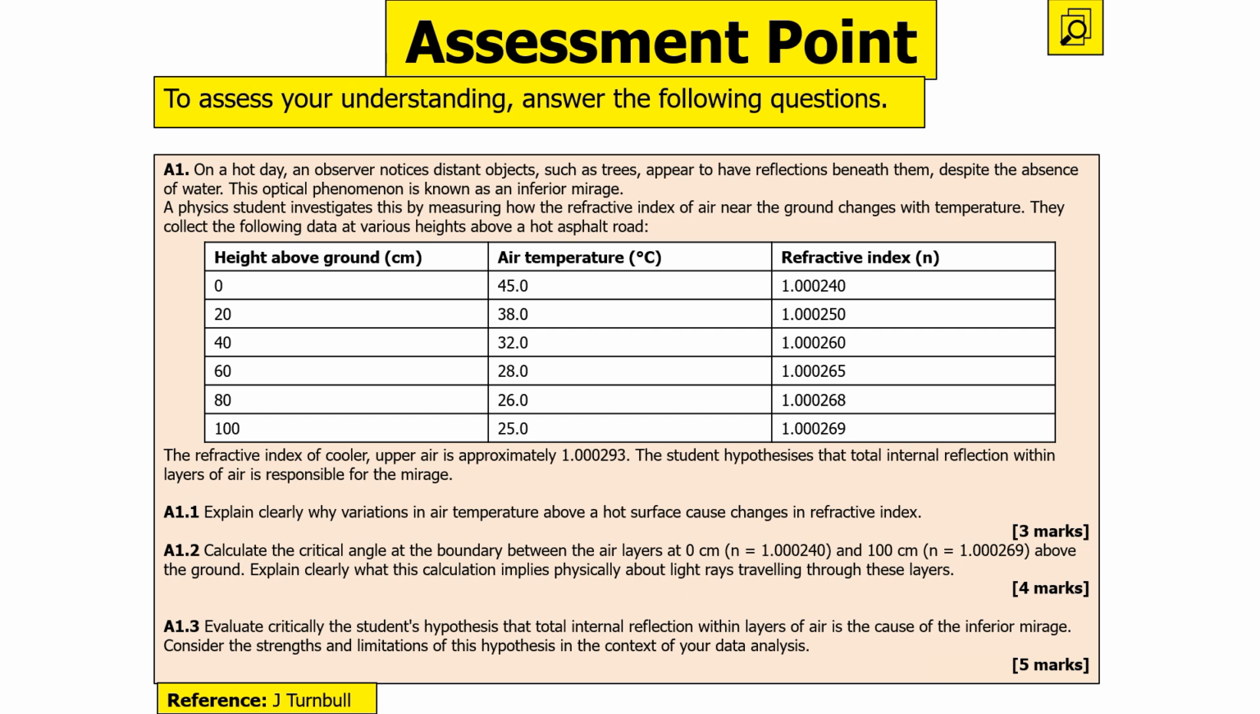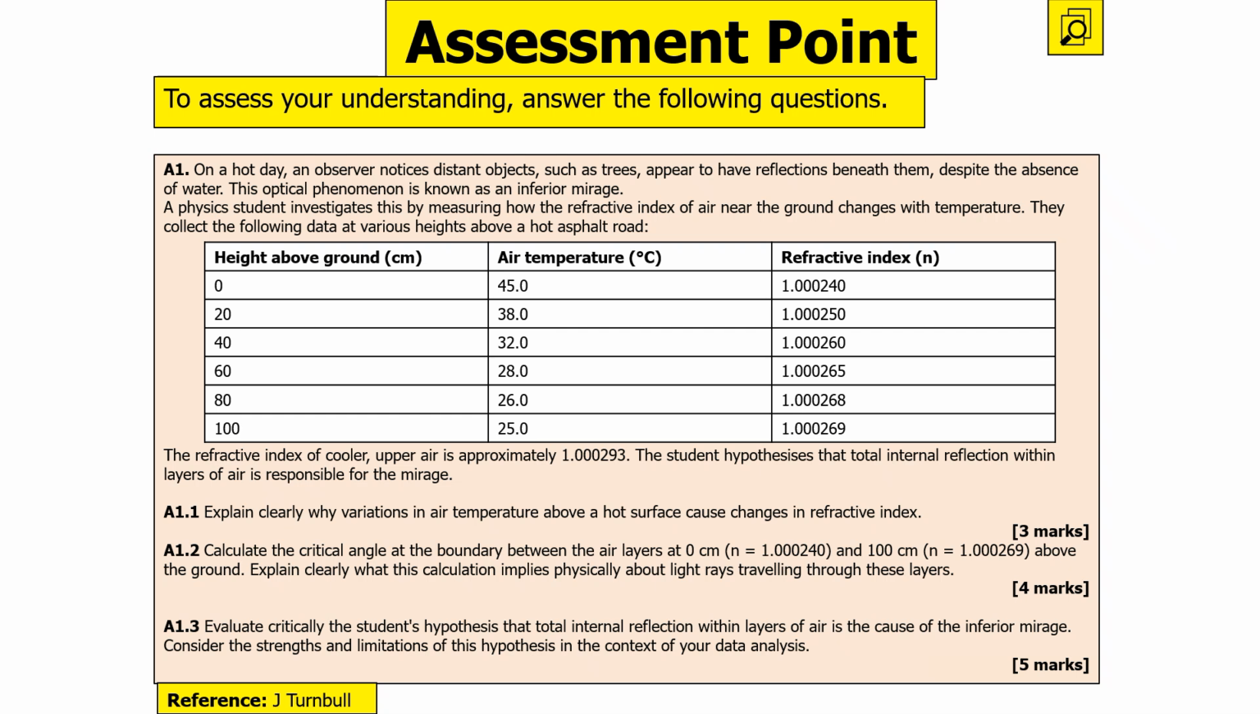Explain clearly why variations in air temperatures above a hot surface change the refractive index. Calculate the critical angle at the boundary between the air layers 0 cm and 100 cm above the ground. Explain clearly what this calculation implies physically about light rays travelling through these layers.